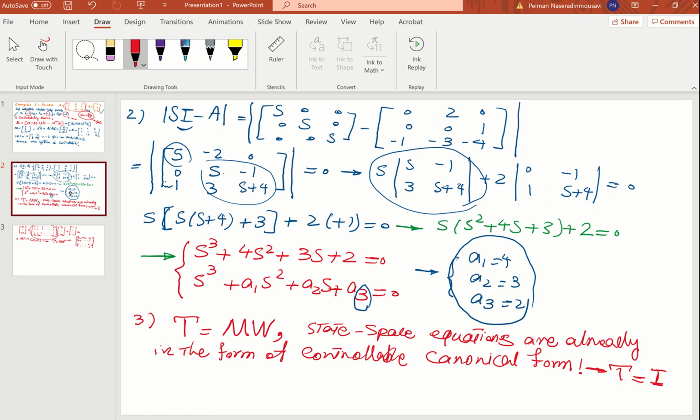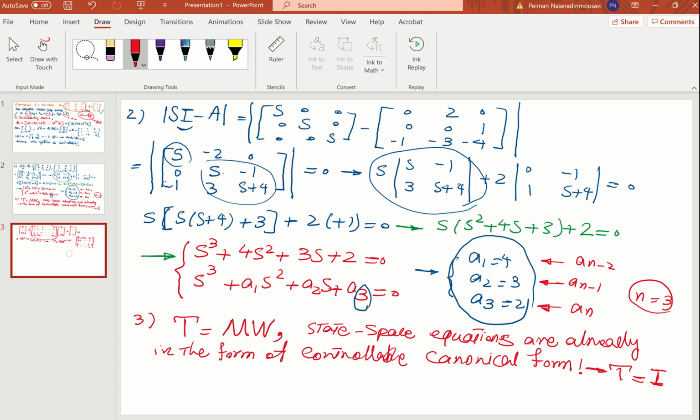So based on whatever we found here, look at here. Your an minus 1 is this. Sorry, your an minus 1 is this, because your n is 3, third order system, 3 minus 1, 2. Your an minus 2 is what? Is this, an minus 2. And this is your an. Understand?